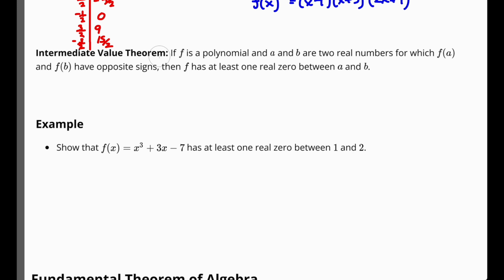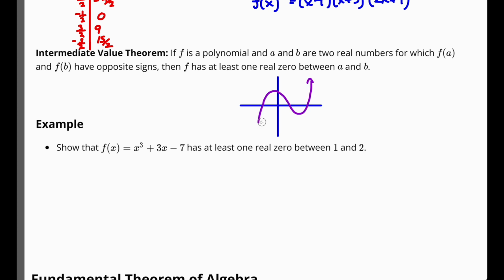So all you have to do is prove that there's a negative value and a positive value, and then somewhere in between, it has to hit 0. And that's what it's essentially saying. So as an example, I'm just going to graph an example really quick just to make this make a little bit more sense.